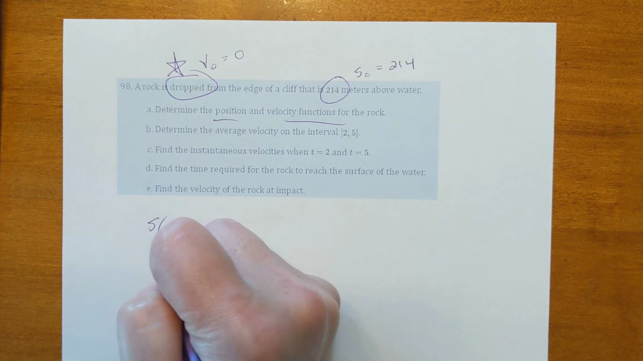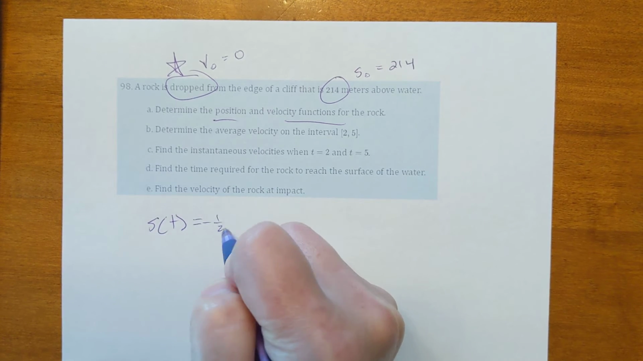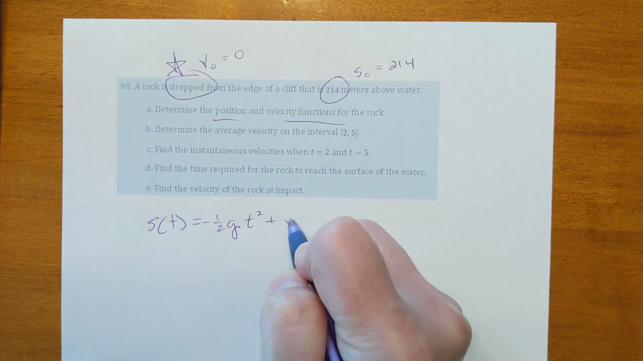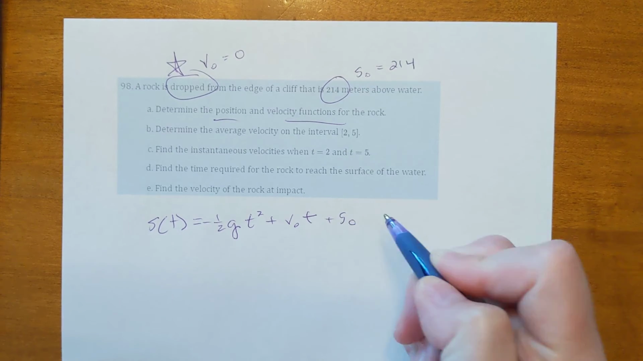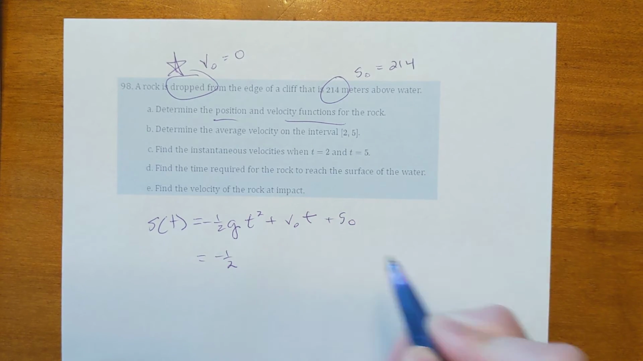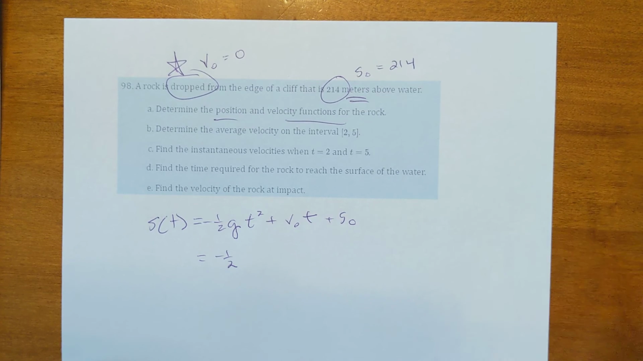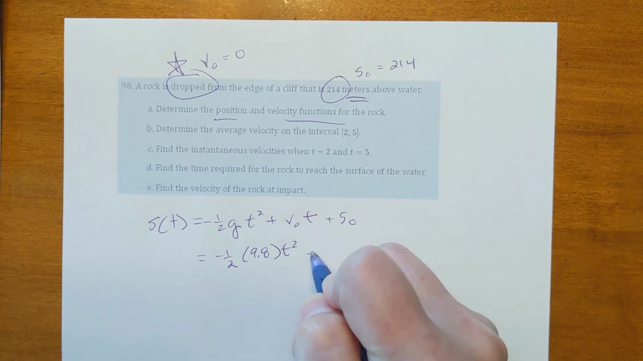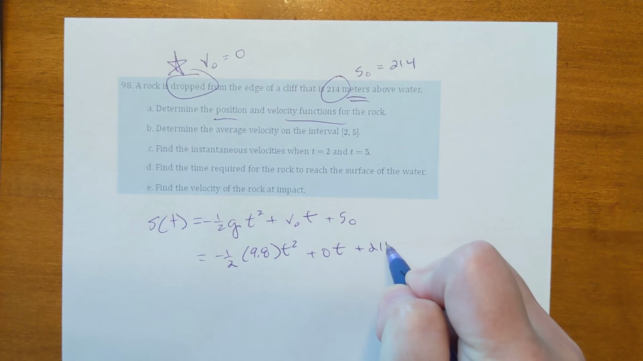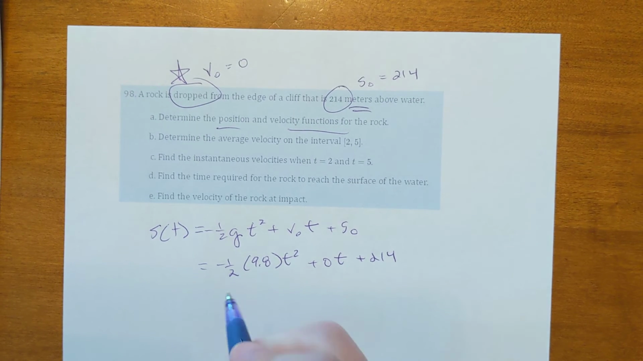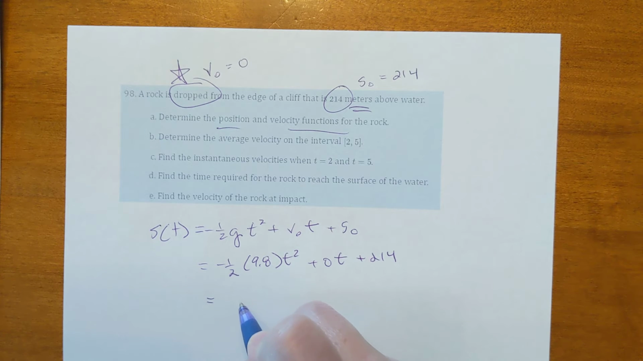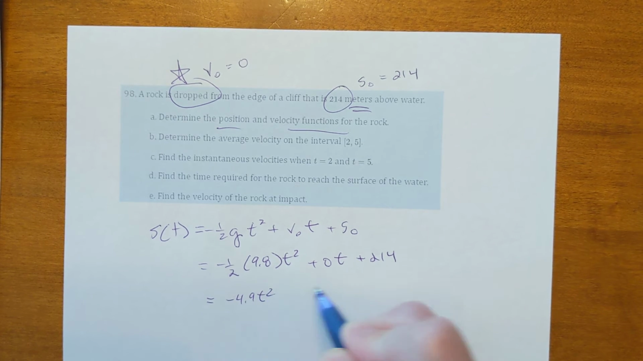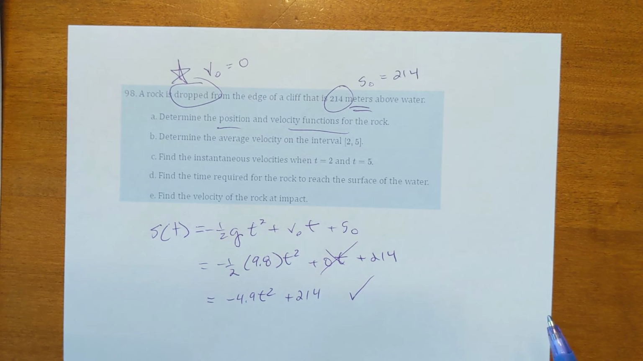So the position function of it, S of t, again is negative 1/2 gt squared plus v sub 0 t plus s sub 0. This was in meters. So since it's in meters, we need to use for the gravity number 9.8. The velocity was 0 and our initial height was 214 feet. So when you clean that up just a little bit, negative 1/2 times 9.8 is negative 4.9 t squared, and then plus 214. So that is the initial position function.